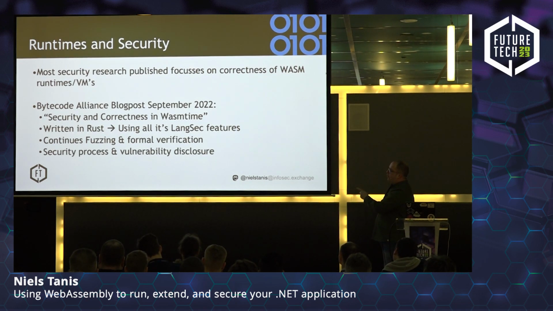The good thing is that the Bytecode Alliance gives an example of how they deal with Wasmtime and security. They have a really good blog post on how they guarantee that Wasmtime has security correctness. It's all written in Rust. And Rust has a lot of language security features similar to WebAssembly, like control flow integrity, the whole borrowing and ownership model. It's pretty powerful. That's why they used it.